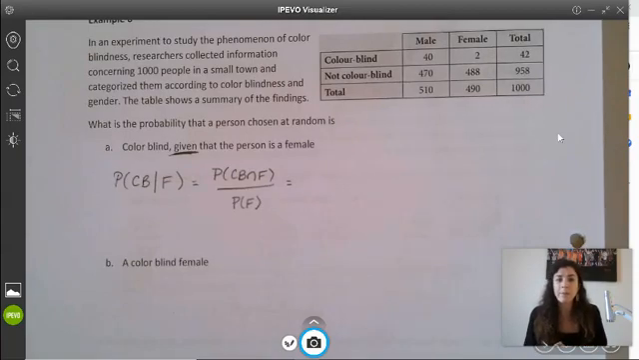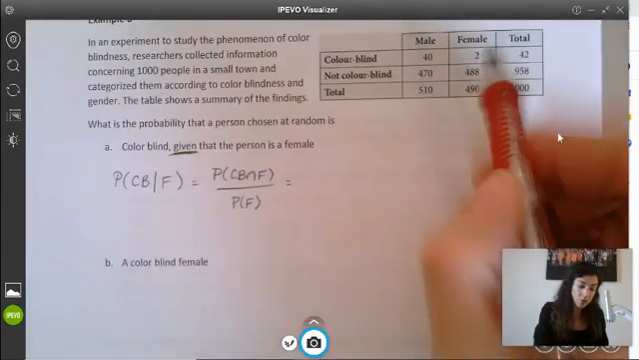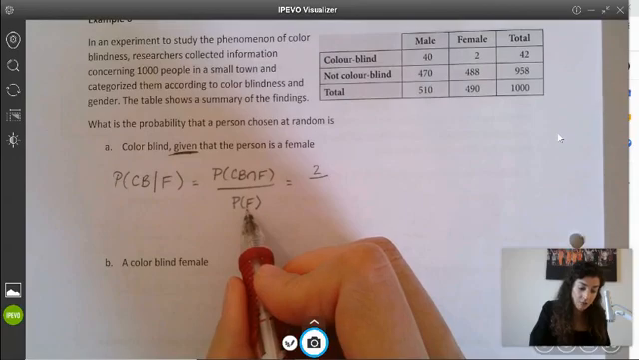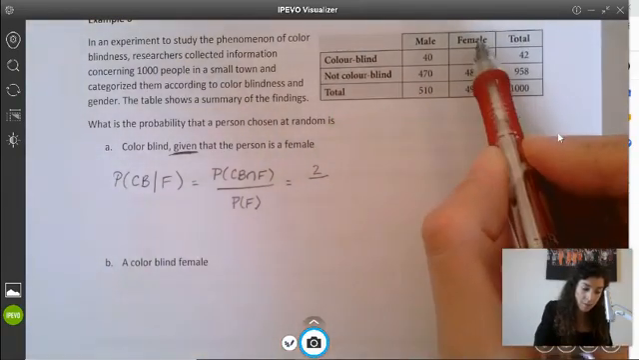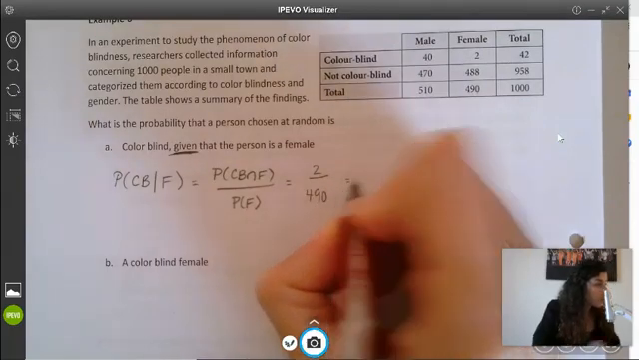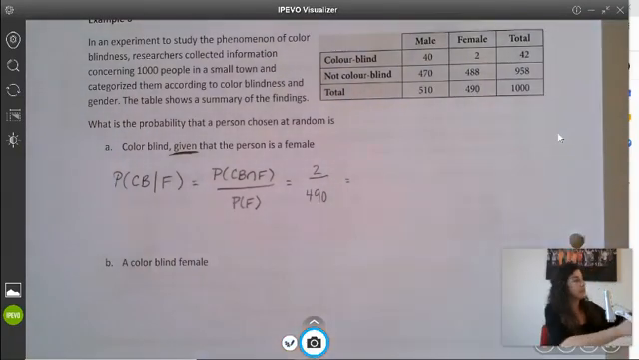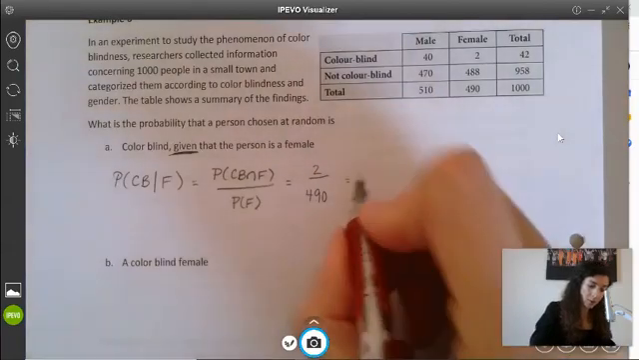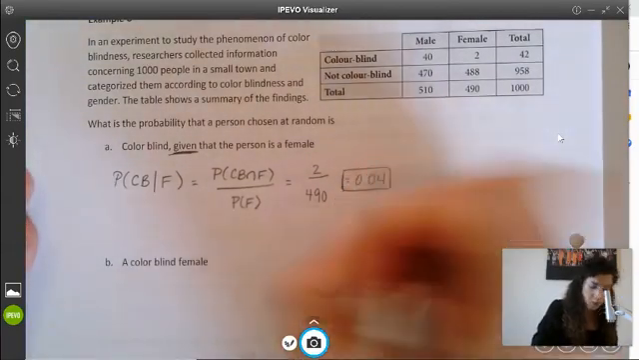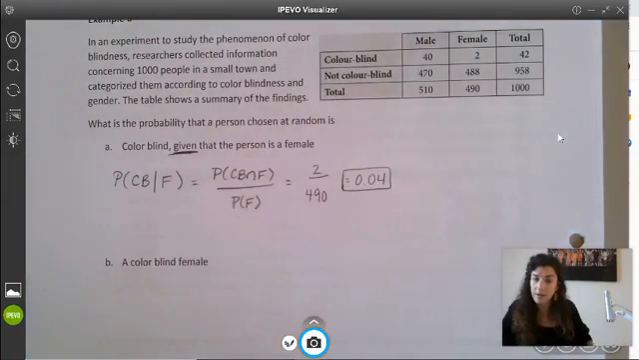Okay. So the probability of colorblind and female, that is just 2. We only have 2 colorblind females. The probability of just female, so that's all of your females totaled up, is 490. Writing that as a decimal, we get 0.04, which means 4% of all of your females were colorblind.